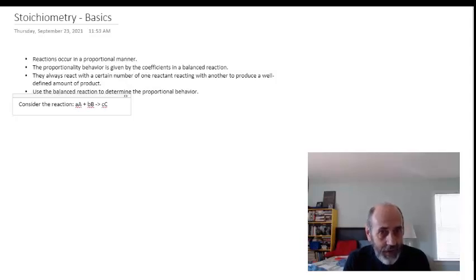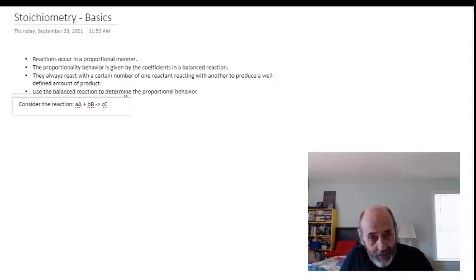And we ought to recognize that the amount that they react is given by the coefficients in the balanced reaction. So the first thing you have to do is look at those coefficients. And you can see in this particular example that we have here that moles or molecules or particles, just fixed proportions of particles, are reacting with B amount of B to produce C amount of C. So those can be any coefficients and any reactants and products.